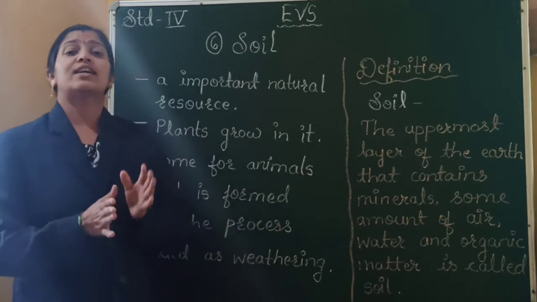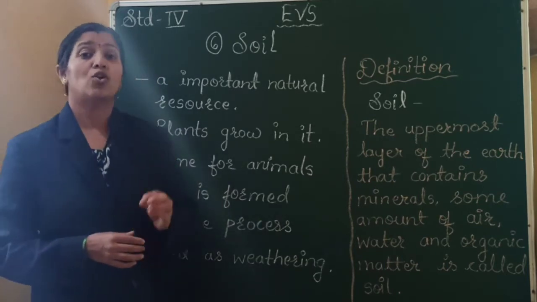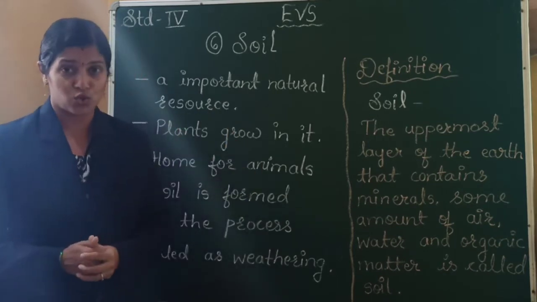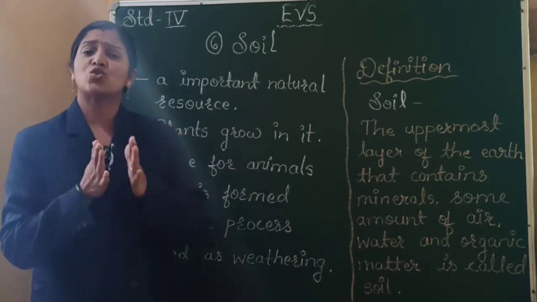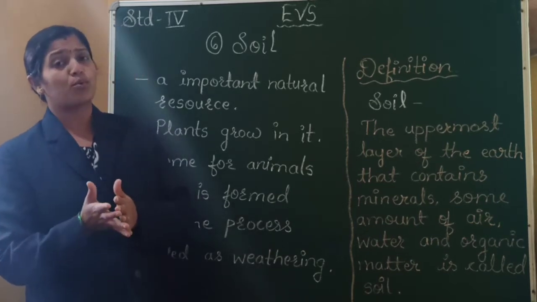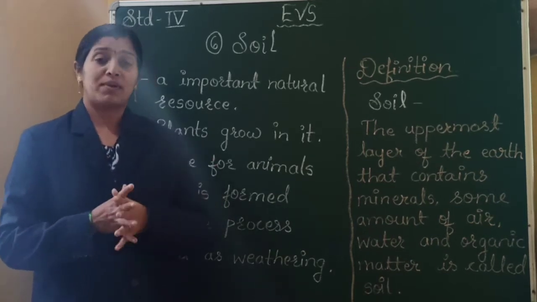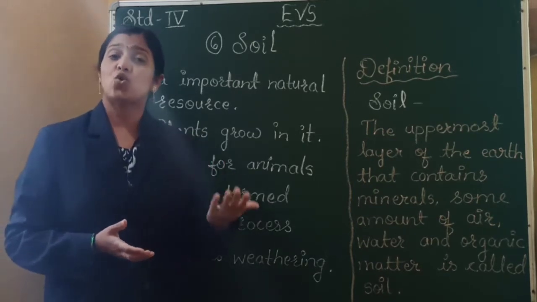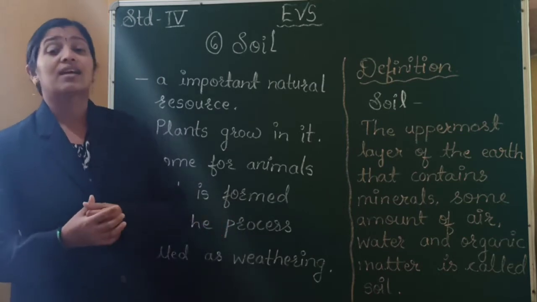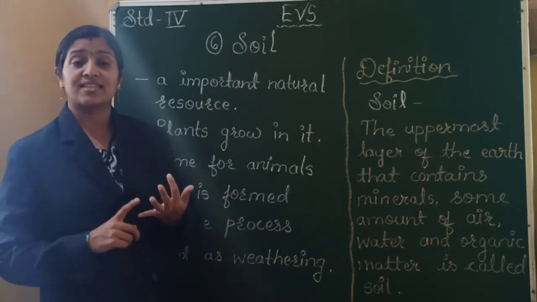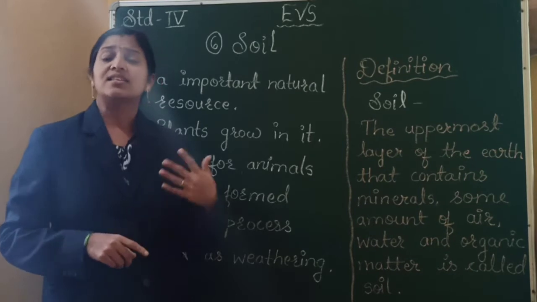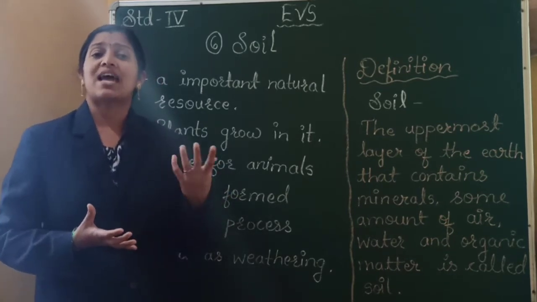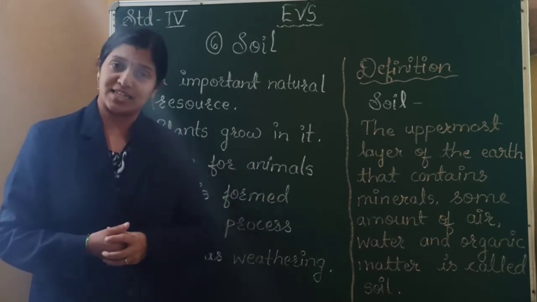So we did learn that soil is a very important, or we can say a very valuable, natural resource. And why is it so important? Because all the plants grow in the soil. Also, soil is home to many animals. The animals like snakes, rabbits, rats, some insects like ants, then we have earthworms. These animals have their homes in the soil itself.